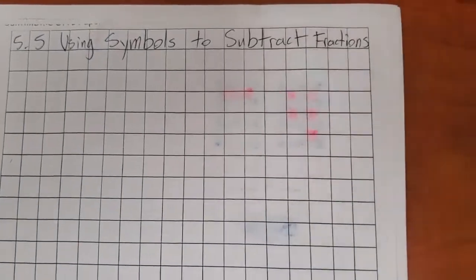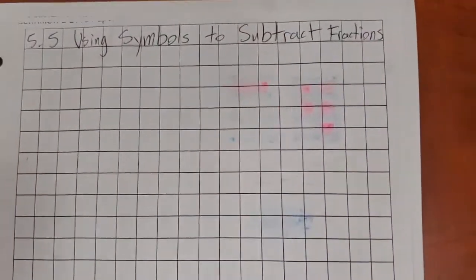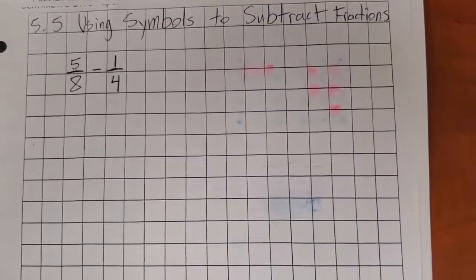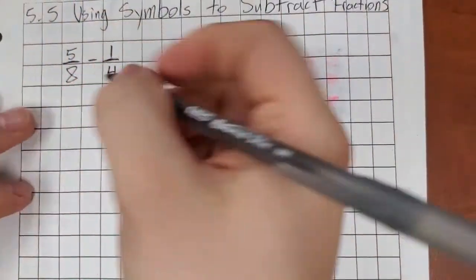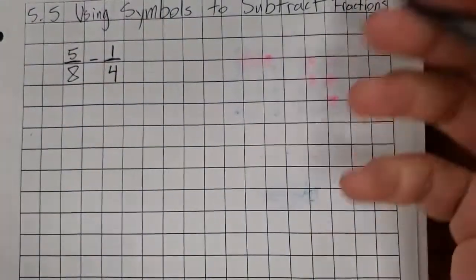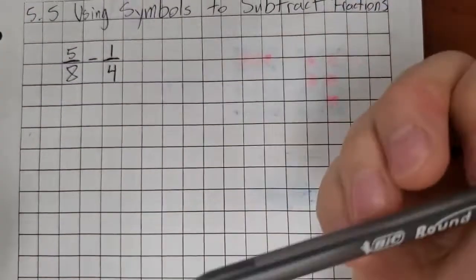All right, we're also going to do here 5.5, using symbols to subtract fractions. Here's an example, 5/8 subtract 1/4. We are going to try to use that rule that we developed, that we need to get a common denominator.